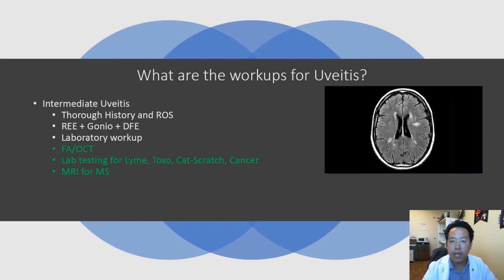For intermediate uveitis, you would do exactly the same thing as the anterior. Some additional tests you may order are fluorescein or OCT to see if it's affecting the vitreous. Lab testing for Lyme, toxo, cat scratch, and even cancer. Any of these things can cause intermediate uveitis, and MRI for multiple sclerosis as well.